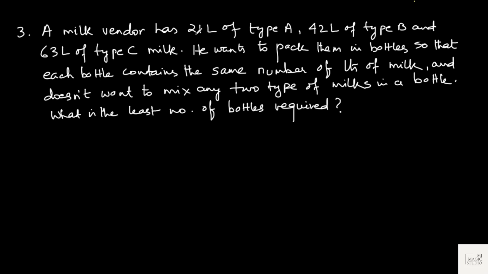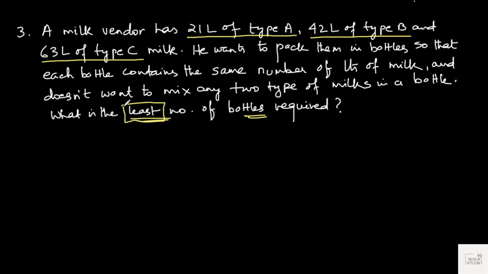So what's the question like? A milk vendor has 21 liters of type A, 42 liters of type B and 63 liters of type C milk. 3 different varieties of milk he has. He wants to pack them in bottles so that each bottle contains the same number of liters of milk. The volume of each bottle is the same. And he doesn't want to mix any 2 types of milk in any bottle. What is the least number of bottles required?